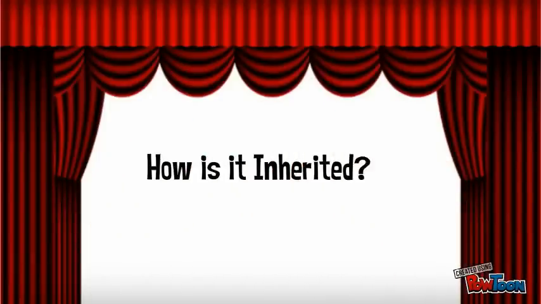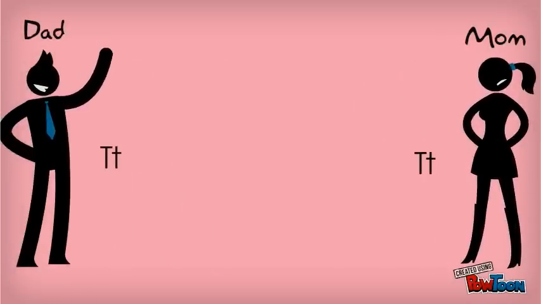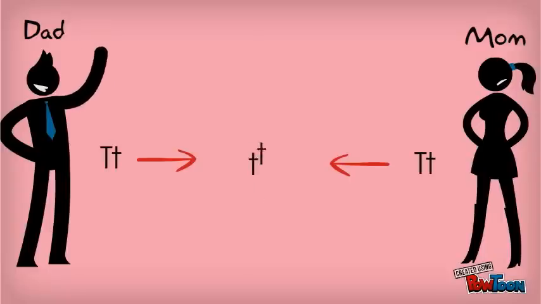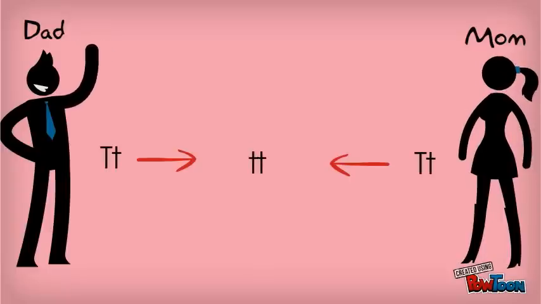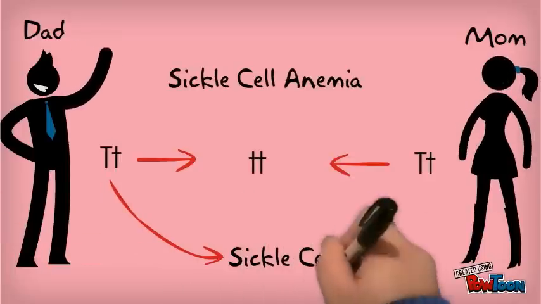Now, how is this inherited, you ask? Well, what happens is you have a mom and dad who are heterozygous for this trait. In this case, the little t represents sickle cell anemia. Both recessive genes are acquired from the parents, and the offspring will have sickle cell anemia. People who carry this recessive gene have sickle cell trait.